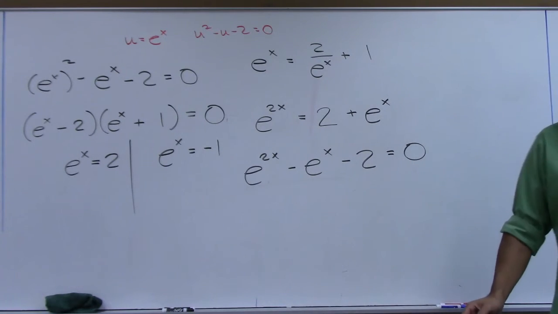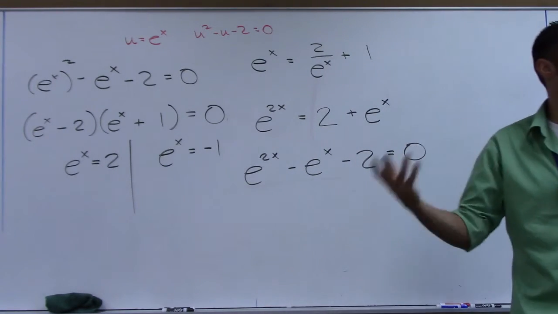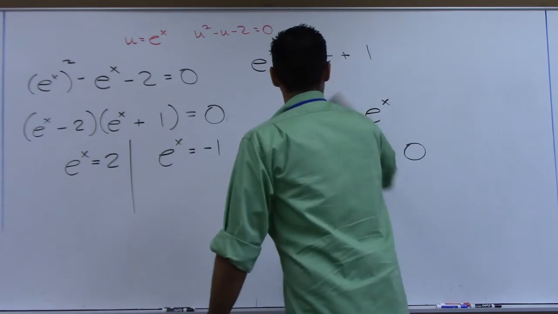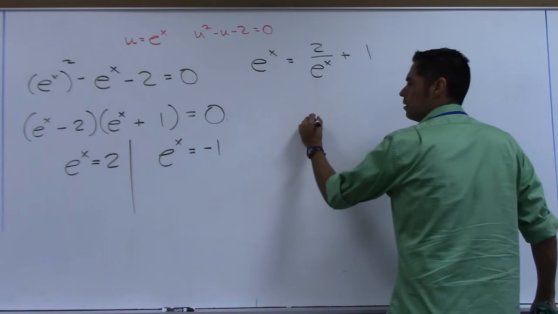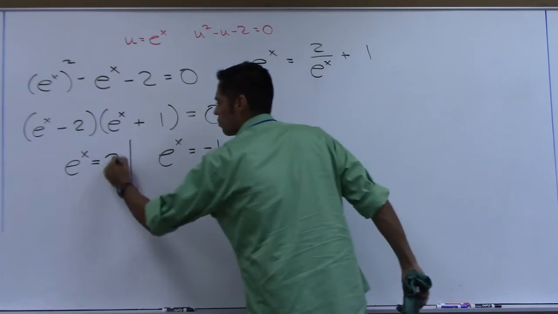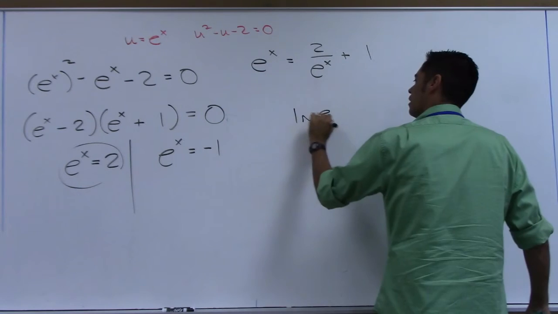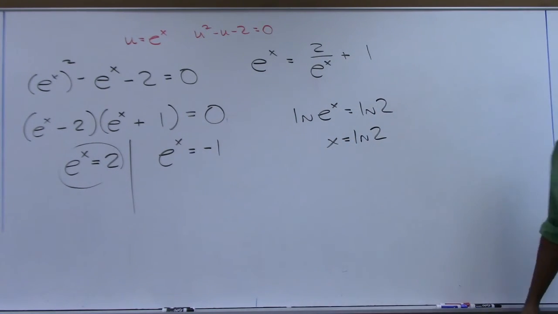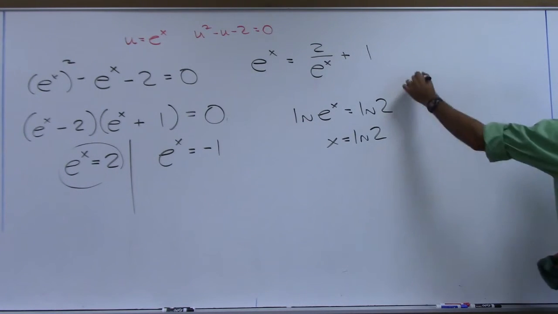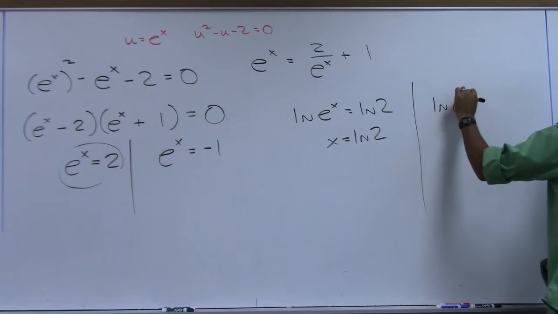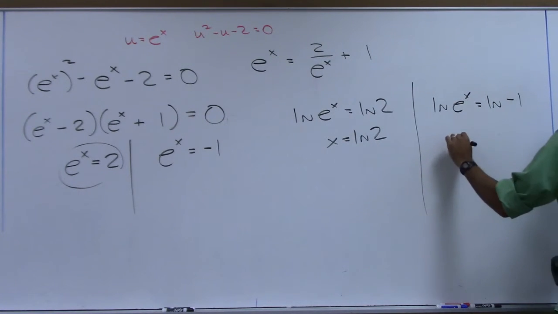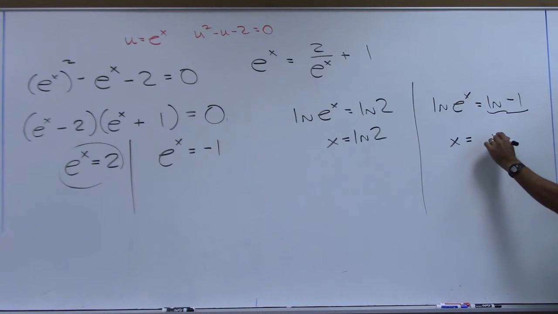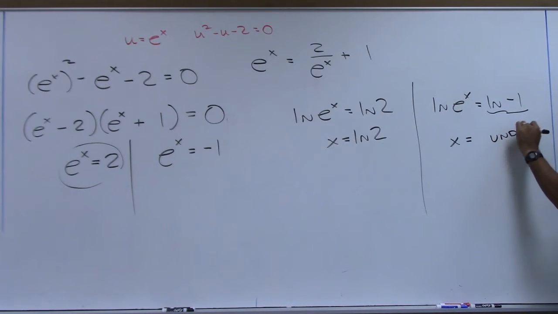How do you solve for x? Now you can come in with the natural log. You can take natural log on both sides. So what do you get here if I take natural log on both sides? You just get x is natural log of 2, right? And then the other one, when I take natural log of e to the x equals natural log of negative 1, you get x is equal to, natural log of negative 1 is undefined, right?